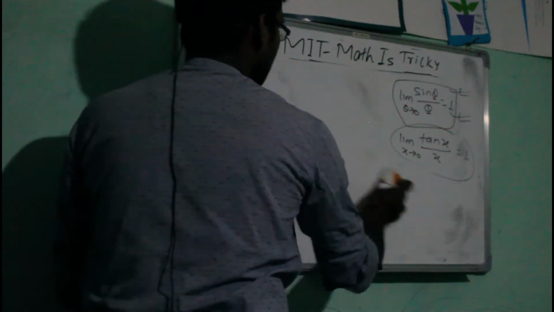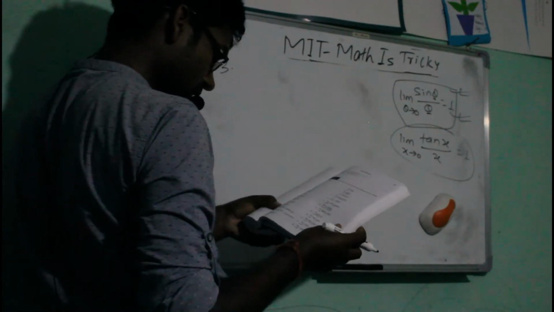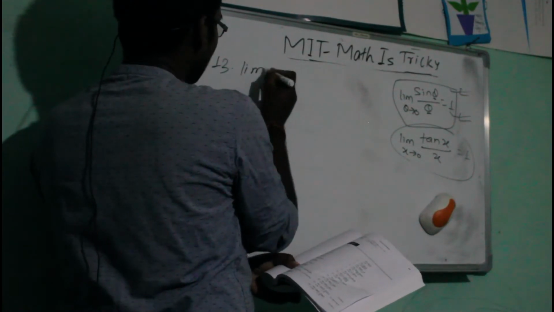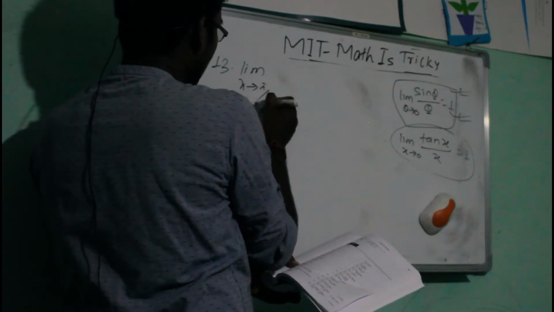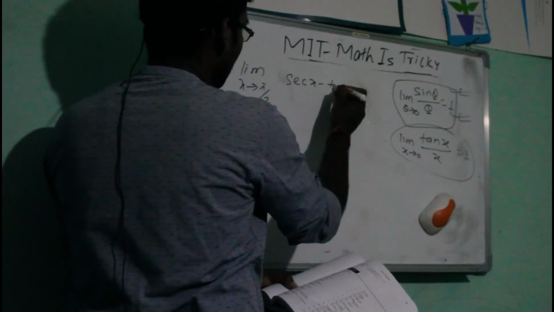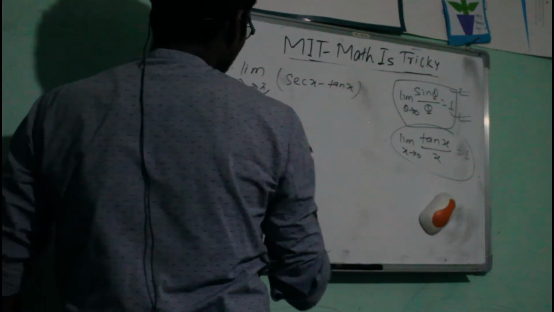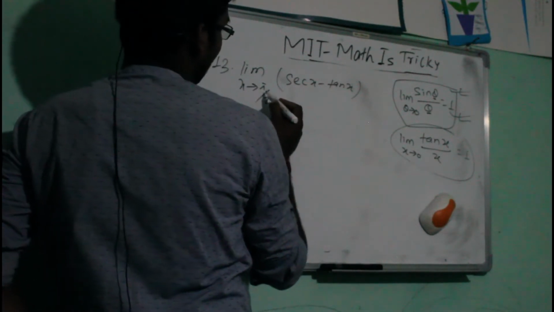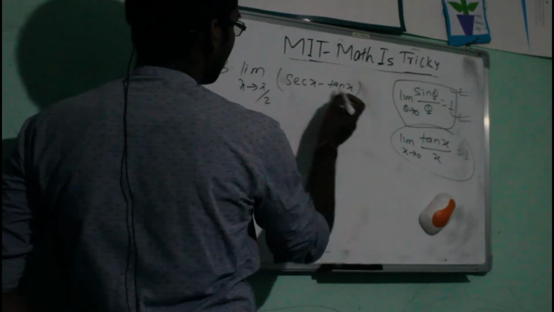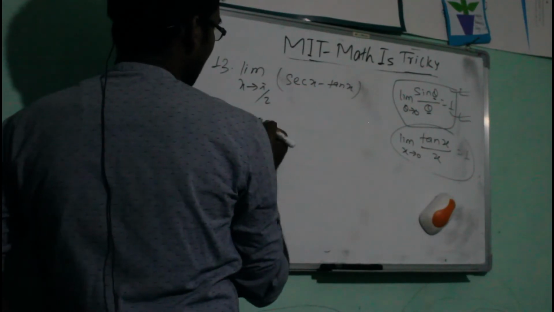Question number 13 now. Question number 13. So a similar question you can try by yourself. Another question is here: limit x tends to pi by 2 of sec x minus tan x. Okay, so if we put x as pi by 2, meaning 90, sec 90, tan 90, we get infinity minus infinity. So what we can do here, this can be solved in two ways.